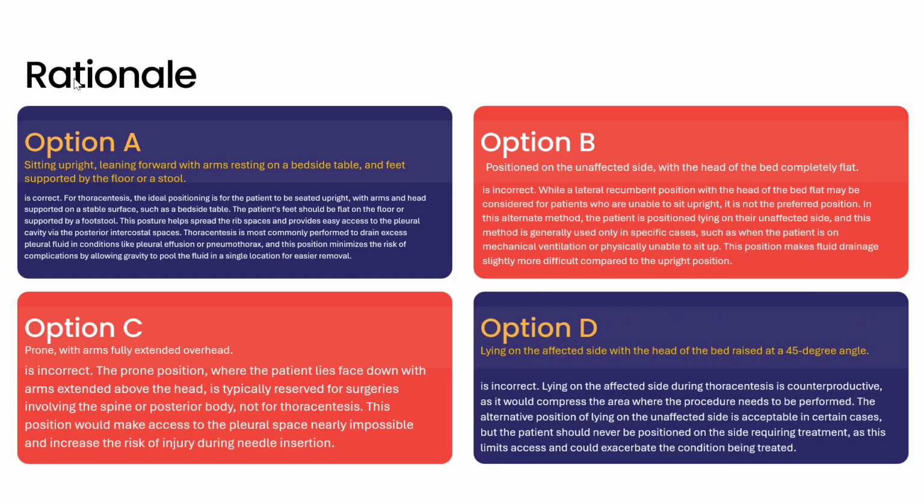D is incorrect. Lying on the affected side during thoracentesis is counterproductive, as it would compress the area where the procedure needs to be performed. The alternative position of lying on the unaffected side is acceptable in certain cases, but the patient should never be positioned on the side requiring treatment, as this limits access and could exacerbate the condition being treated.